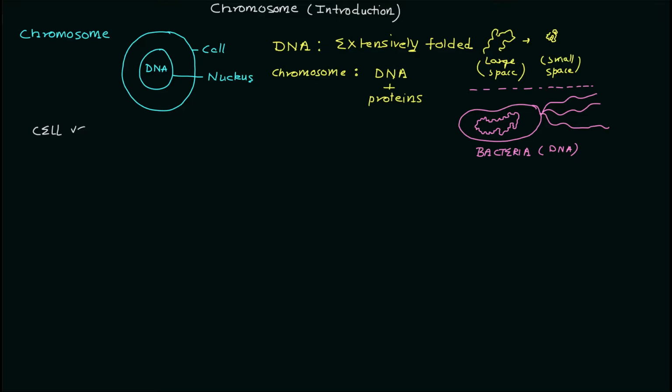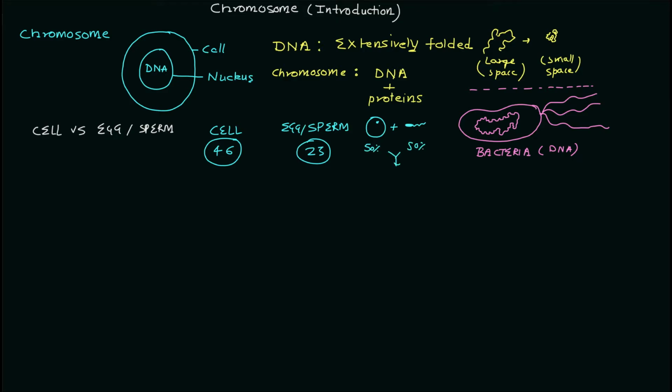Now let's move on to the somatic cell versus egg or sperm chromosomes. The number is different. In a somatic cell, you have 46 chromosomes if we talk about humans. And in the case of germline cells, which are egg or sperm, you have 23 chromosomes. Why? Because when offspring are generated from the parents, you have a 50% contribution from each parent, right? So in the zygote, you will have 50% from one parent and 50% genetic contribution from the other.